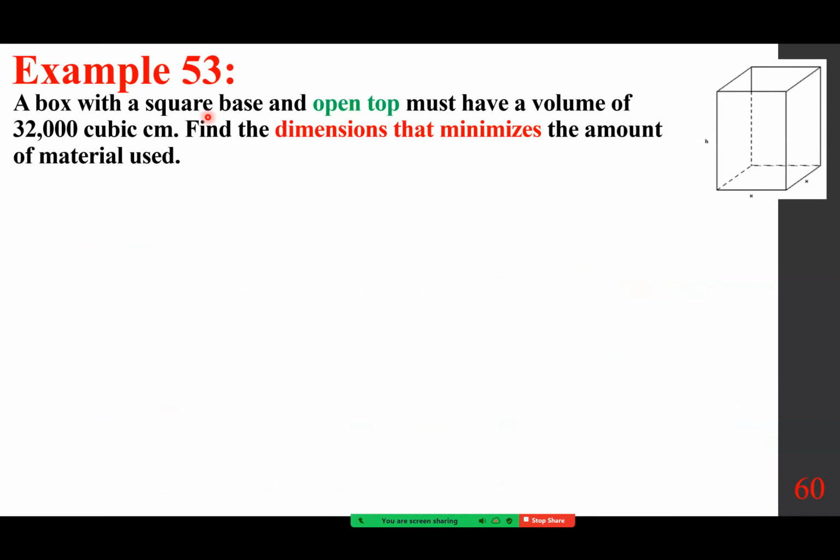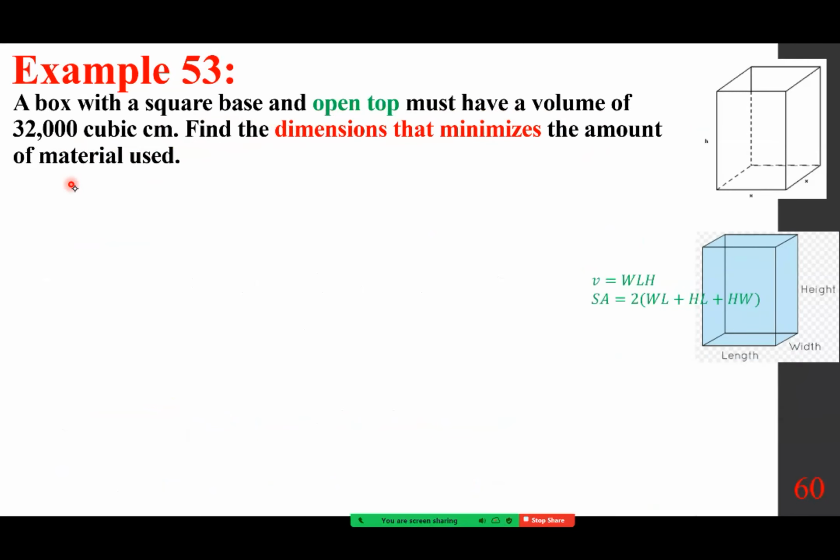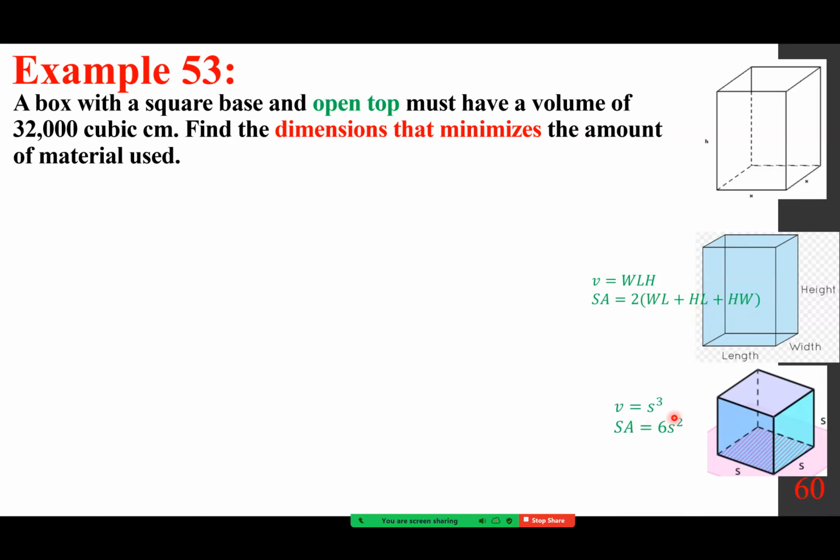A box with a square base and open top must have a volume of 32,000 cubic centimeters. Find the dimensions that minimize the amount of material used. Reminding everyone of the following formulas. For a rectangular solid, the volume is the width times the length times the height. Surface area is like gift wrapping, and that's exactly what we need here. It is the width times the length plus height times the length plus height times the width, times 2. If all sides are equal, V becomes s cubed, SA becomes 6s squared.